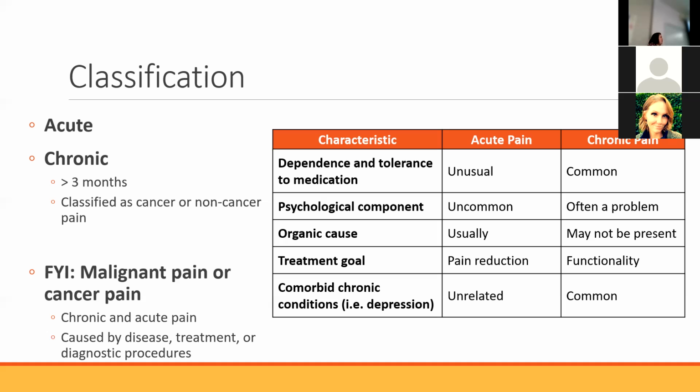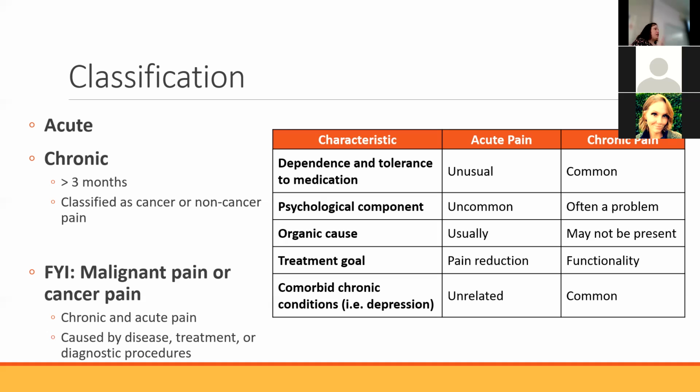Within malignant pain, or pain caused by cancer, that can also be chronic and acute. It tends to be chronic, but maybe with some spikes of acute in between. And that's going to be both from the disease, as well as treatment and diagnostic procedures. There's a lot of things that go into that.